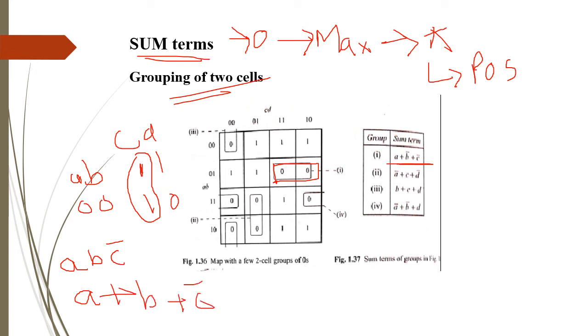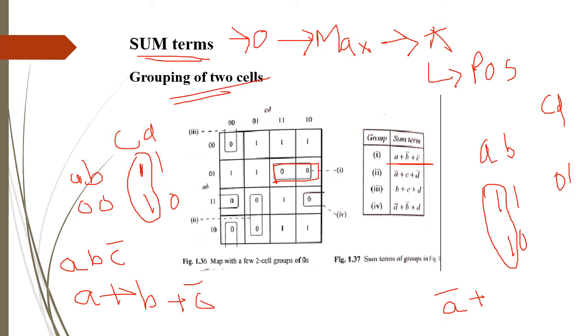In the same way, I can also have this combination, the second term that they have shown here. So I have AB as 1, 1 and 1, 0, CD as 0, 1. So this A is common, which is 1, 1. So I have to write it as A bar plus C as it is and D as D bar. So this is how you do the grouping of 2 cells.